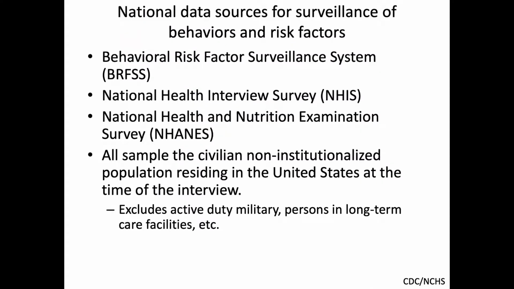Previously, we talked about sources of surveillance data, and as you'll remember, surveys are a major source of surveillance data. And in this presentation, we'll talk about multiple surveys in the United States. And so nationally, there are three major surveys that we use. One is the Behavioral Risk Factor Surveillance System, the National Health Interview Survey, and the National Health and Nutrition Examination Survey. And these all sample civilian, non-institutionalized people living in the United States at the time of the interview.